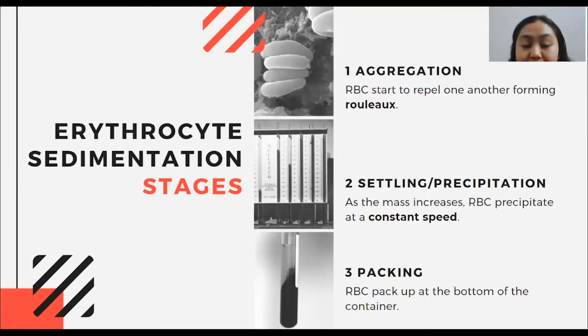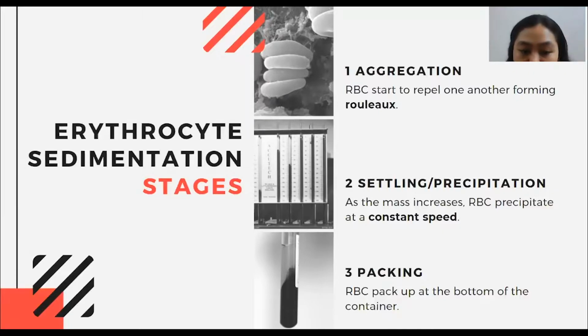I would like to present about the stages of the erythrocyte sedimentation process. This process consists of 3 stages: aggregation, settling or precipitation, and packing. At the beginning, the red blood cells tend to stack on one another, forming a specific formation called the rouleau. The rate of the rouleau formation influences the outcome of the test. That's why this first stage becomes the most influential phase in ESR.